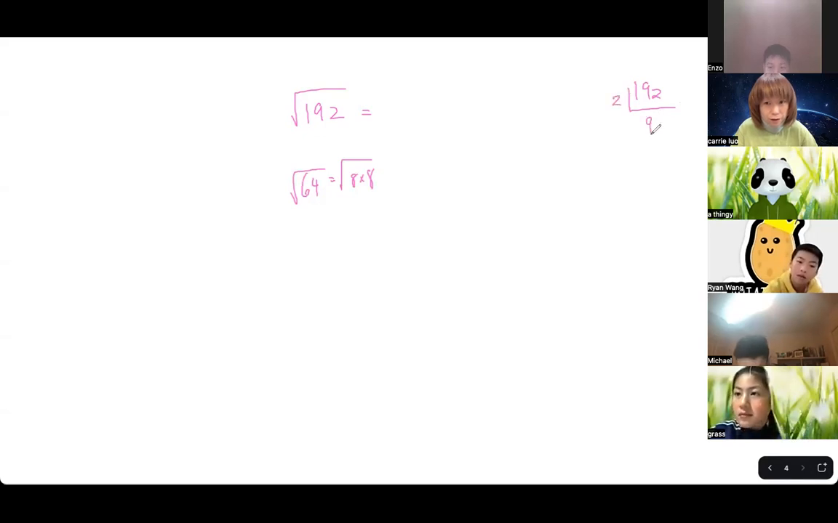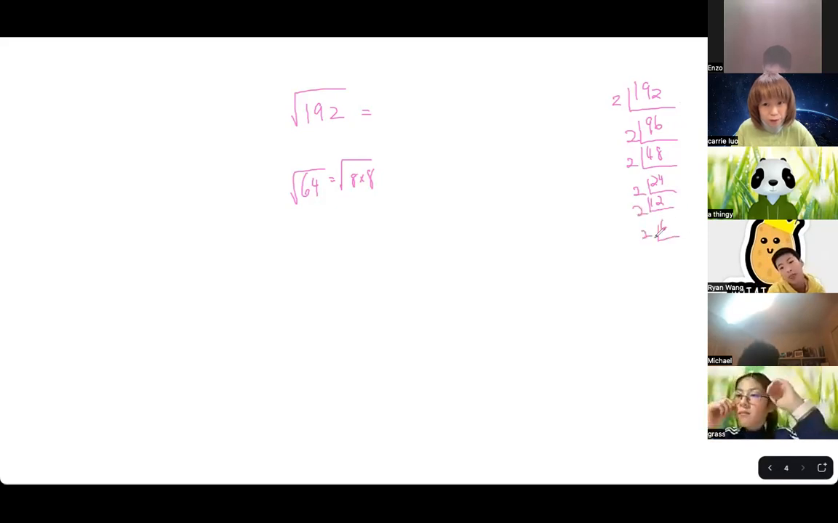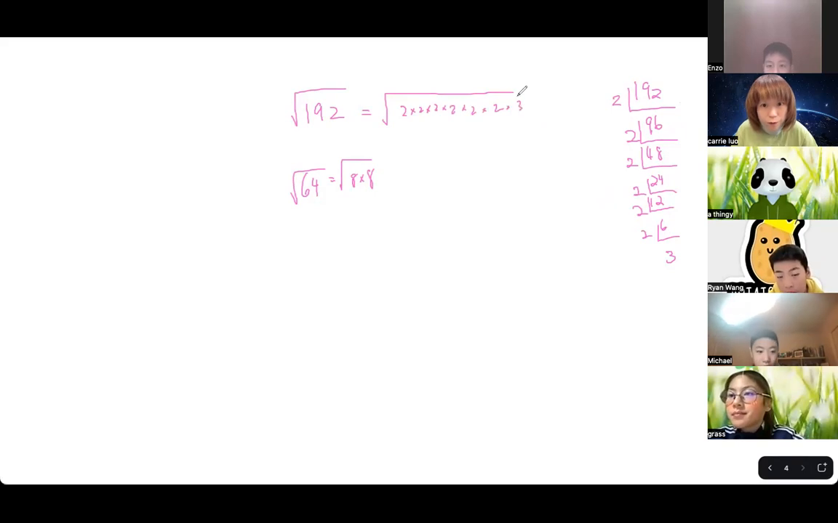Right, so can we do it? Divided by 2 equals 96. Divided by 2 equals 48. Divided by 2 equals 24. Divided by 2 equals 12. Divided by 2 equals 6. Divided by 2 equals 3. Okay, so square root 192 actually equals what? Equals 2 times 2 times 2 times 2 times 2 times 2 times 3. I know the answer. Correct?